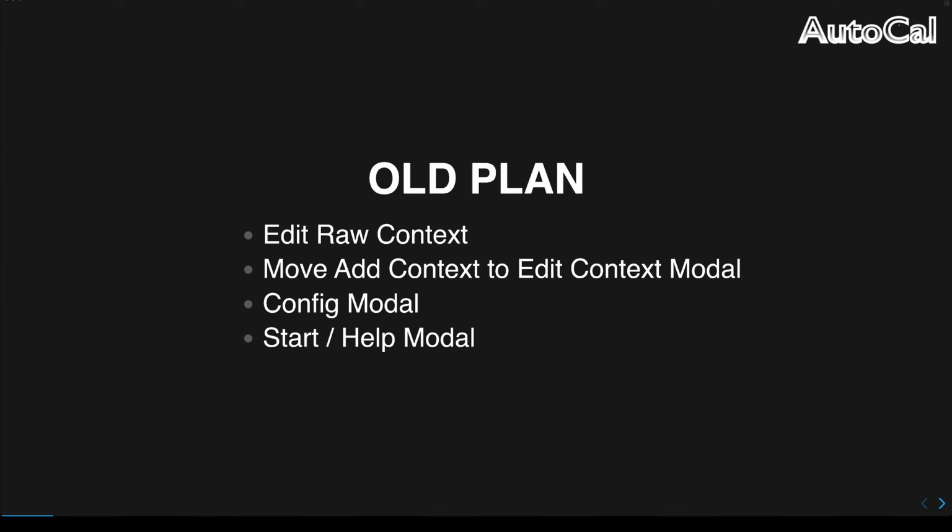So, the old plan for this sprint was to get the ability to edit raw contexts, just giant blocks of text. Gonna split up the edit context modal. We actually ended up splitting that into two instead of one, just for ease, a little bit better UX, to get a config modal in there, so you can set your patterns and whatever other options we might want to have, and some documentation in the app to help folks understand what we're trying to do here. So try to keep it easy, and we did pretty well.